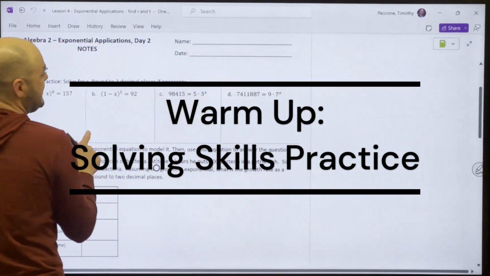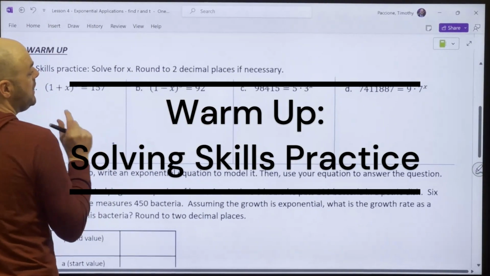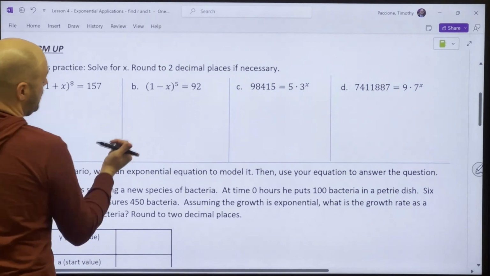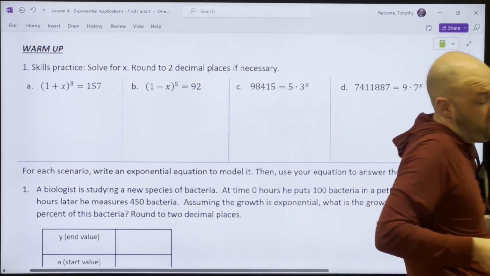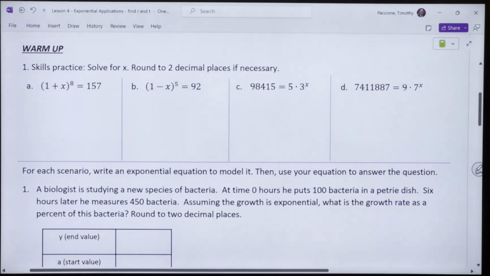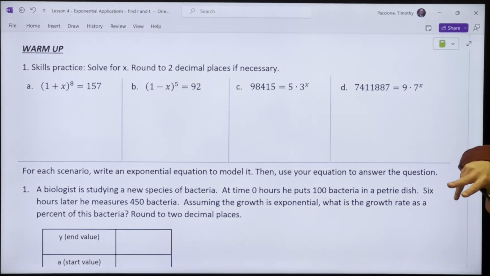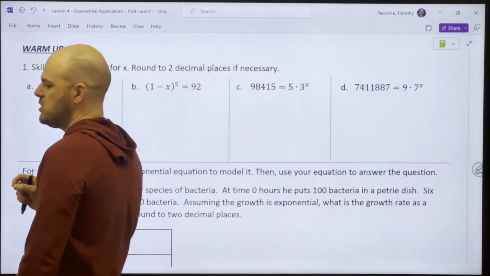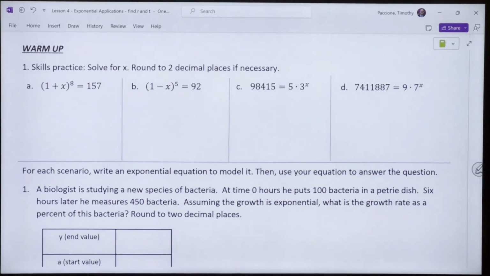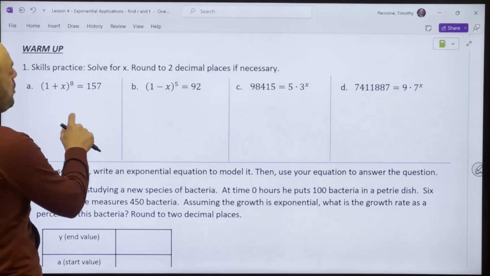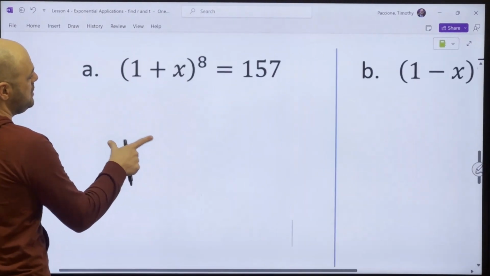All right, so today we're going to be trying to find things other than A and Y. We're going to try to find B. We're going to find R. We're going to try to find T, right? So there are a couple skills in the middle of the problem that are going to come up, so we got to make sure that we're solid on how to do those skills, right? So that's what the warm-up is intending to do.